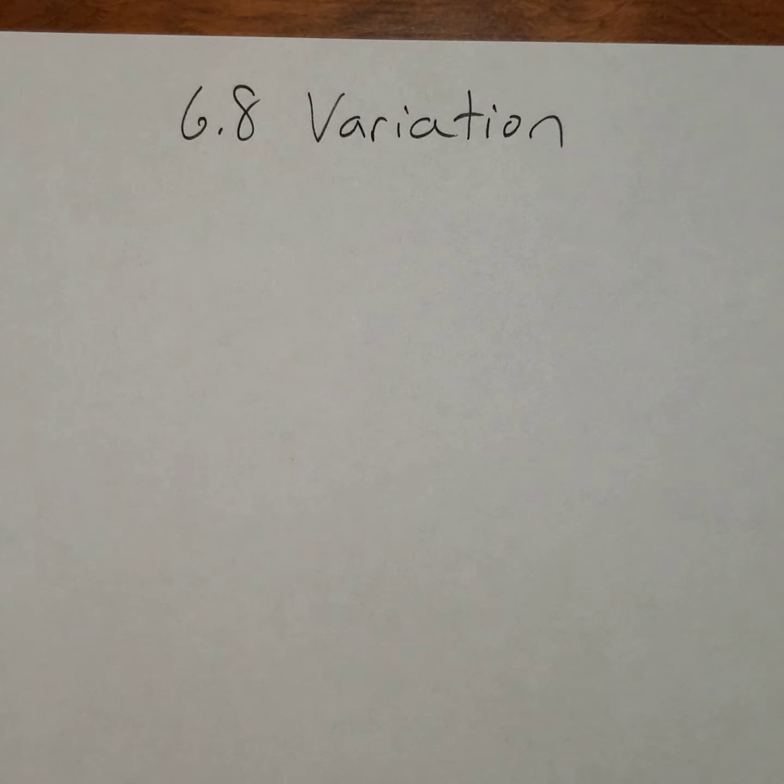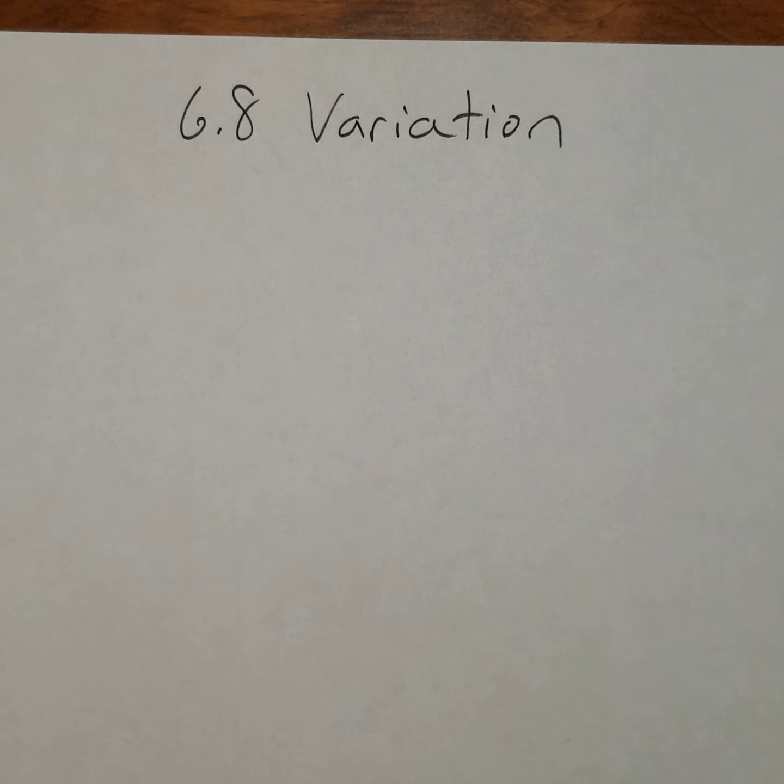So today we're talking about a topic called variation in section 6.8. This is going to conclude our discussion on rational expressions that we've been talking about through chapter 6. And it is an application section, so we're going to be seeing some word problems.